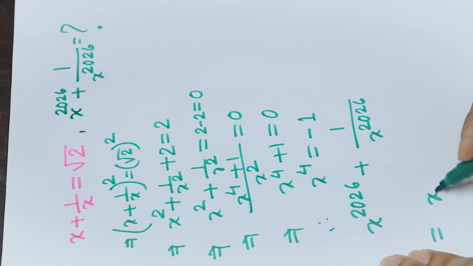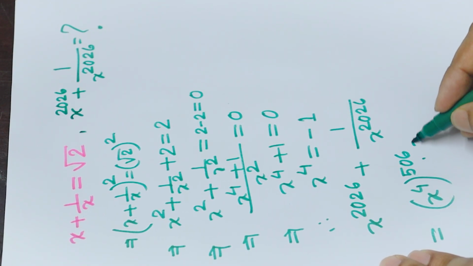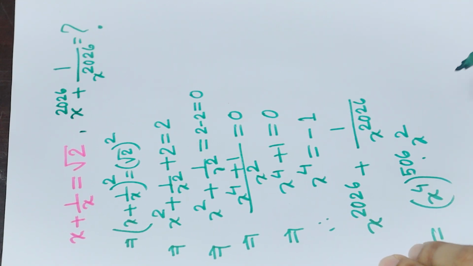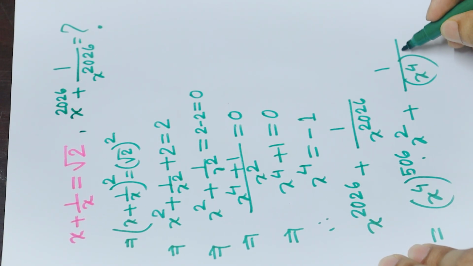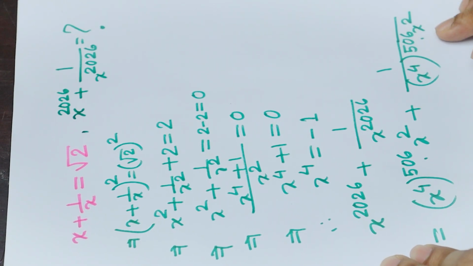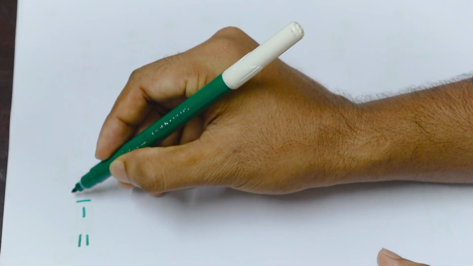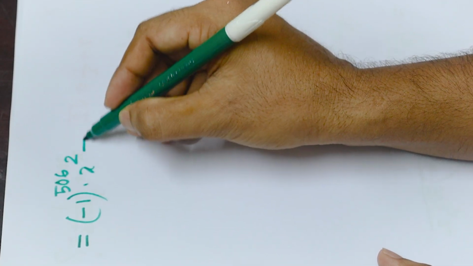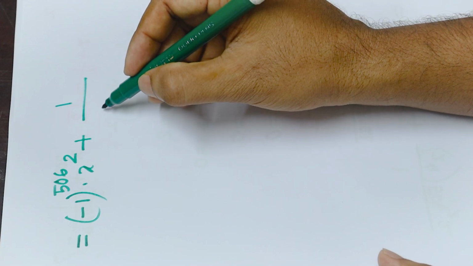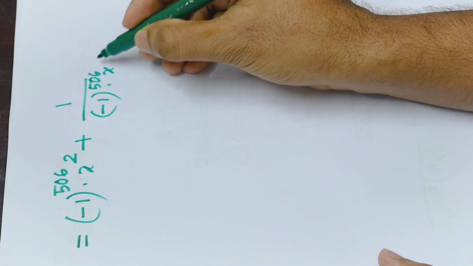Now I'm going to write x power 4, power 506, into x squared, plus 1 over x power 4, power 506, into x squared, and x power 4 equals minus 1. So it's minus 1 power 506 into x squared plus 1 over minus 1 power 506 into x squared.